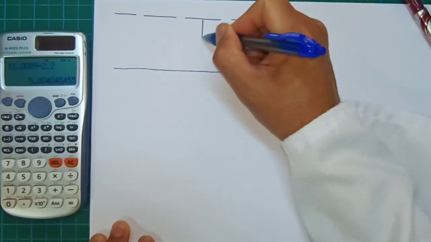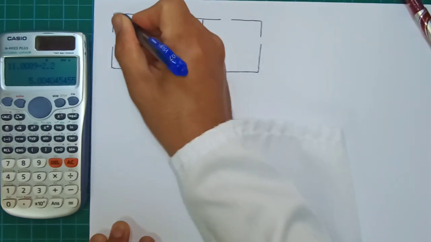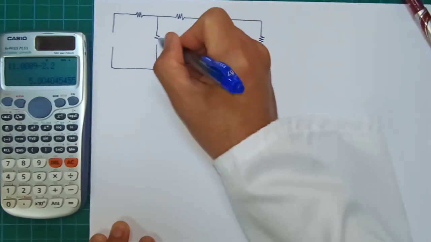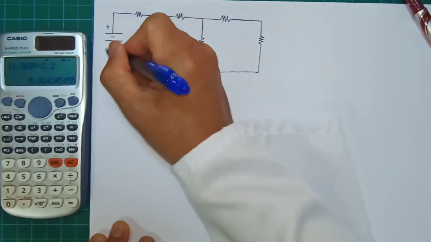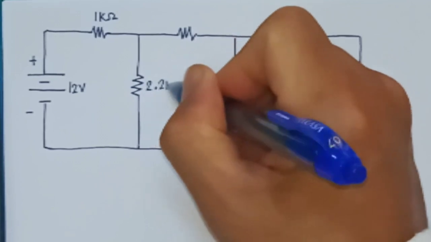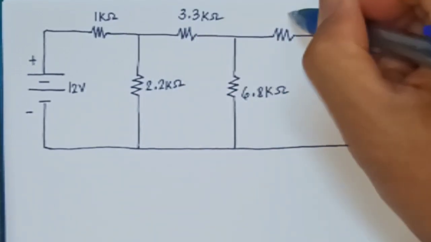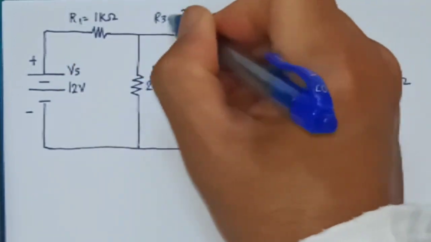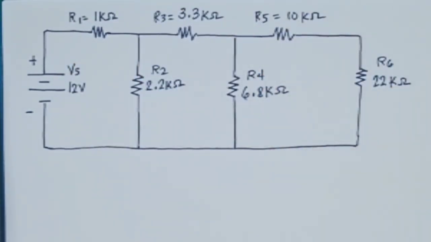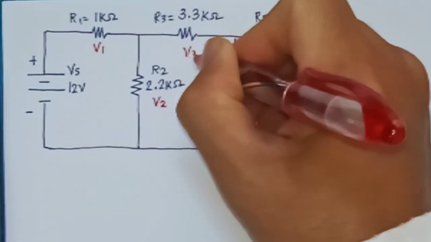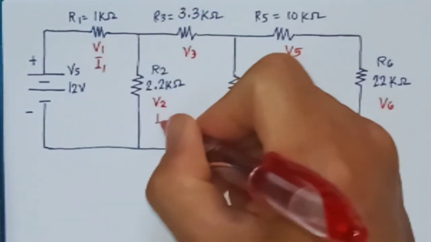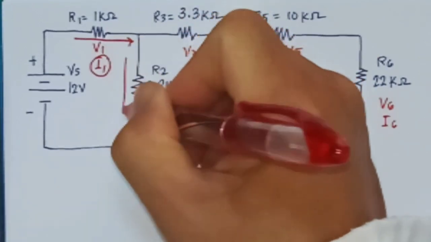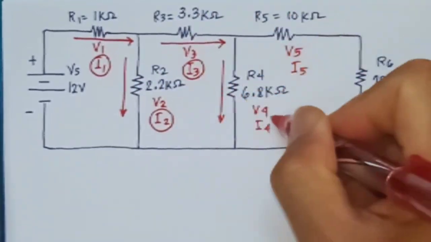So let's start by drawing our circuit. Let's put here 6 resistors connected in series parallel. And let's put a voltage source of 12 volts, resistors of 1K, 2.2K, 3.3K, 6.8K, 10K, and 22 kilo ohms resistors. We'll be finding out all the voltages V1 up to V6 and all currents I1 up to I6.